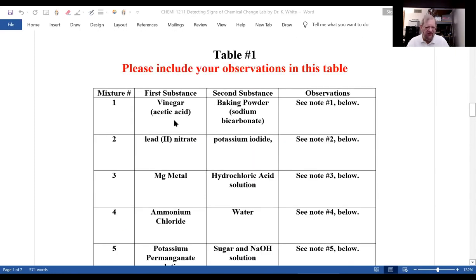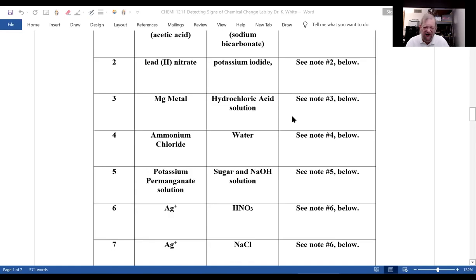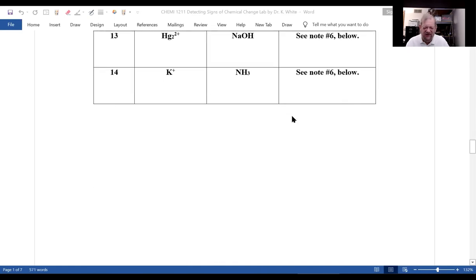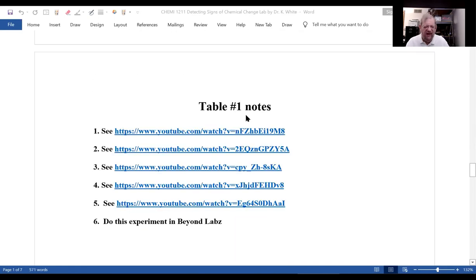The first one is mixing vinegar with baking powder. Now, if you don't have safety goggles, don't try this at home, at least legally I'm supposed to say that. And some of you have seen the following video. If we go down to the table one notes, you'll see this video. Oh, let's do it, what the heck. Let's have some fun.